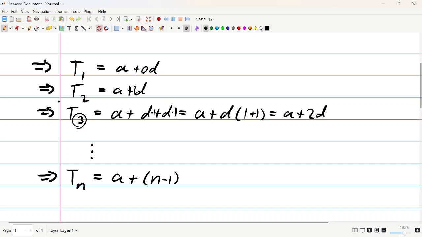Same over here. If we have 3 as n, then it's going to be n minus 1, which is going to give us 2D, based on our derivation. And it's always going to multiply by D. So I know that was a little bit of a funny way to introduce arithmetic sequences, but I just gave you the derivation of the formula.